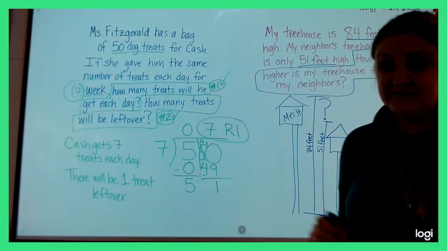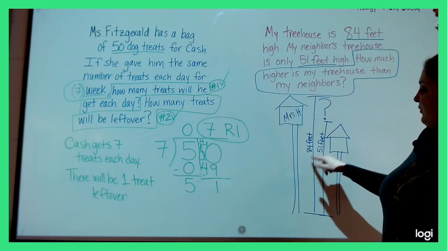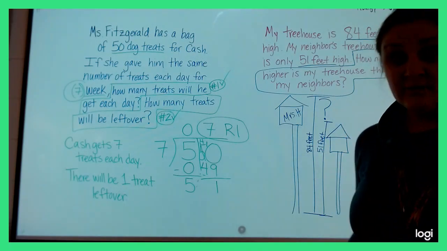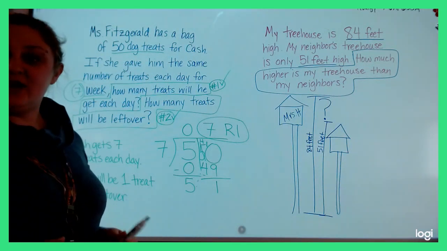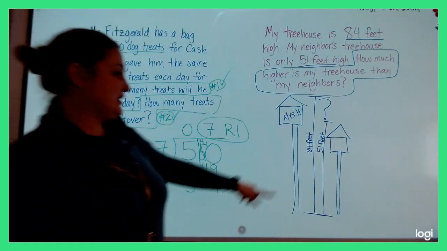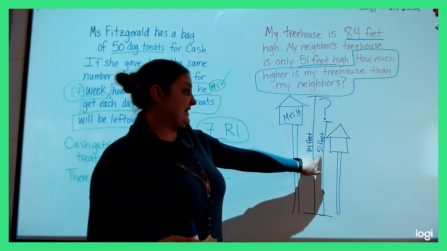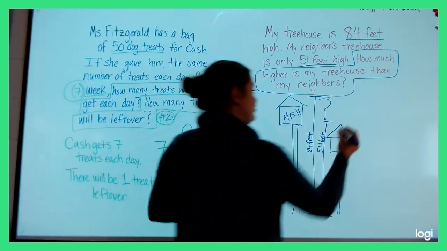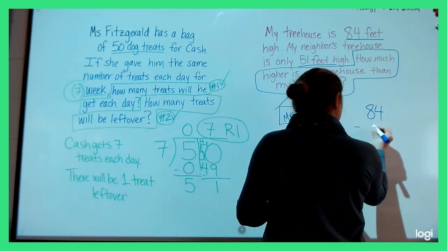Now there's different ways to think about this. I could start at 51 feet and count on all the way up to 84 to see what the difference would be. Or I can find the difference, which is the answer to subtraction, by subtracting, right? So we always start with our biggest number. 84 feet minus 51 feet would give me the difference. All right, so let's try it. 84 feet minus 51 feet.